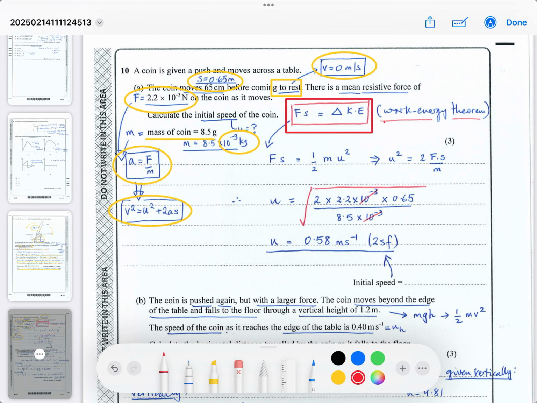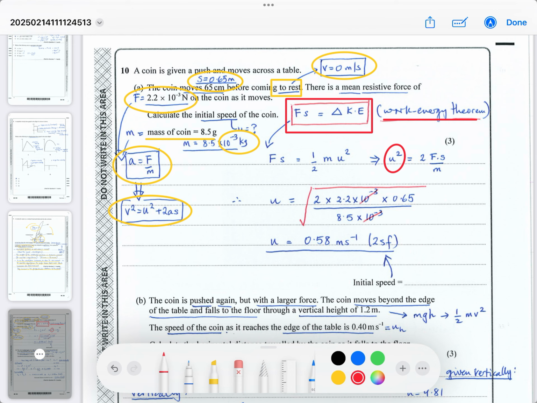And this is known as the work energy theorem. So this method in red, you then put force times distance is equal to half mu squared, and you want to find out what u is because you know m, you know f, you know s. Once you change the subject of the equation round, you can see that u squared will be equal to 2fs over m. And then obviously if you want to find u, you then need to square root that.